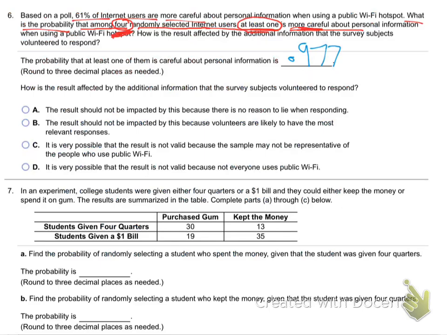Let's go back for their follow-up. How is the result affected by the additional information that survey subjects volunteered to respond? So what if you found out that the people volunteered? Oh, so they're just kind of going back to that stuff we talked about. You know, volunteer samples aren't good because you get people that are highly interested. You don't get the regular opinion, that whole thing. I don't know which one of those says that.